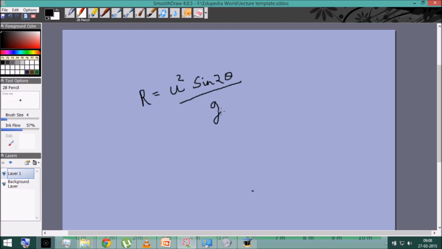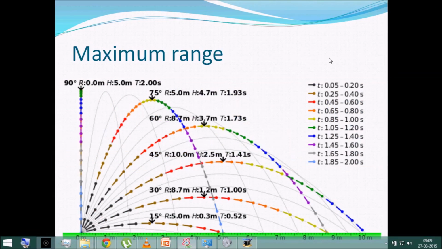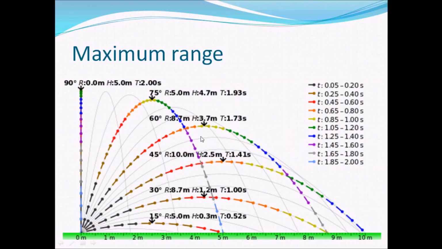So the maximum value of sine is 1, which is when the angle is 90 degrees. So the maximum value of sine 2 theta is 1 when 2 theta is 90 degrees, which is when theta is 45 degrees. Another way you could see was by differentiating with respect to theta. We know how to calculate the maximum and minimum of a function by differentiating it with respect to theta, right? Differentiate it and put it equal to 0. So we see that in this figure as well, that the maximum range is for 45 degrees.